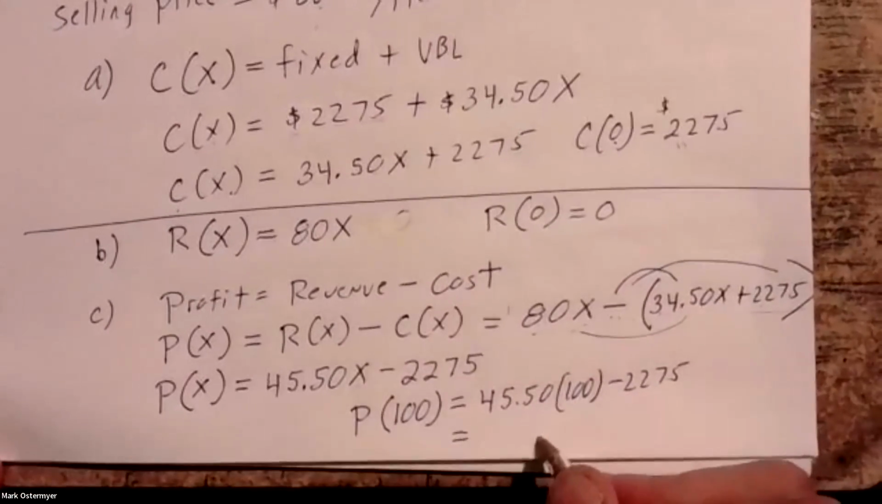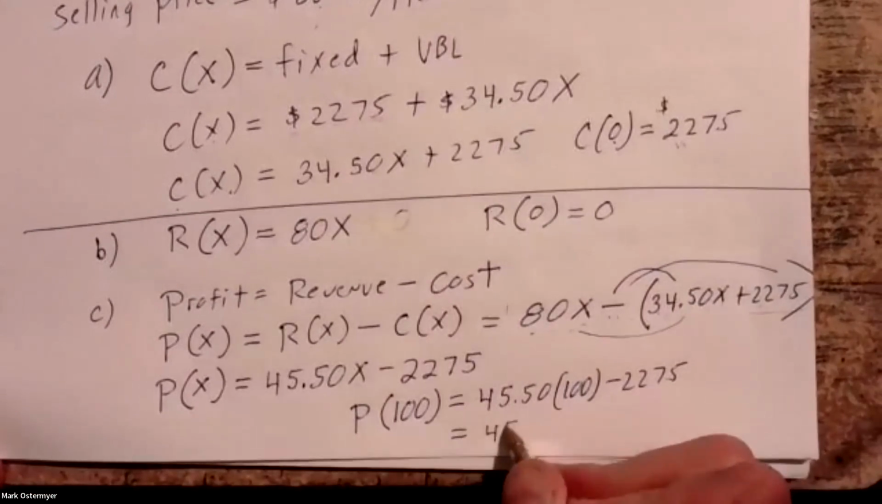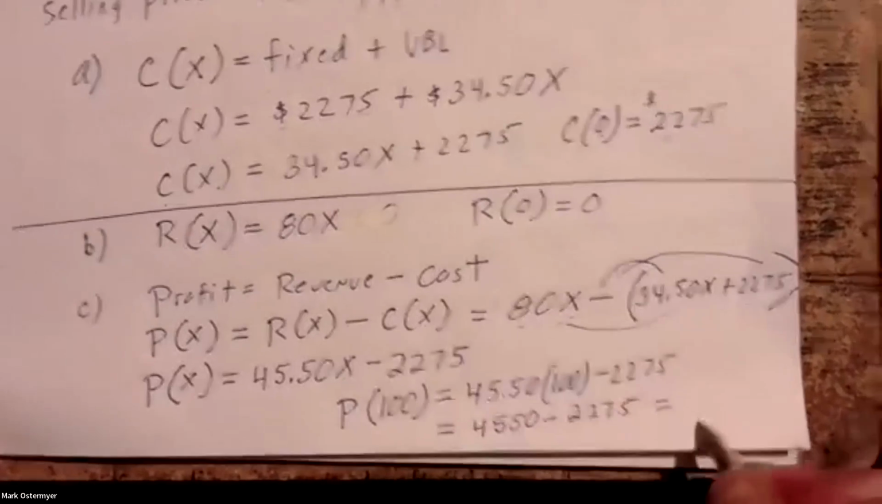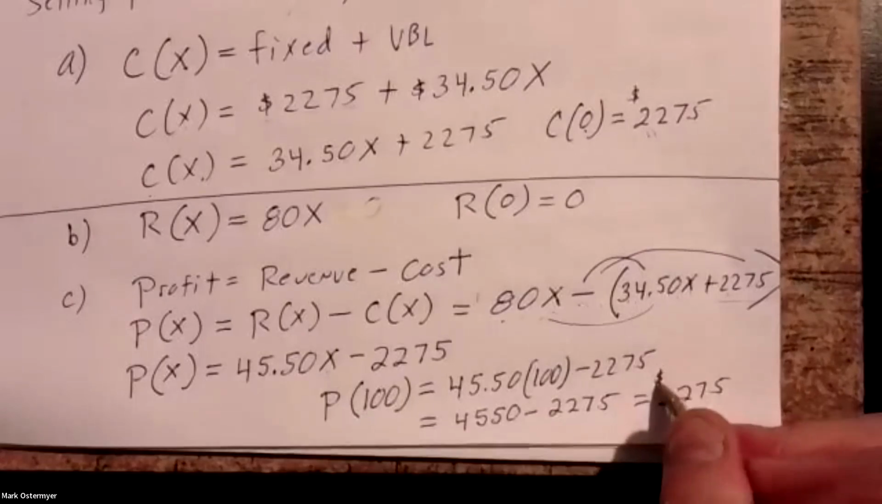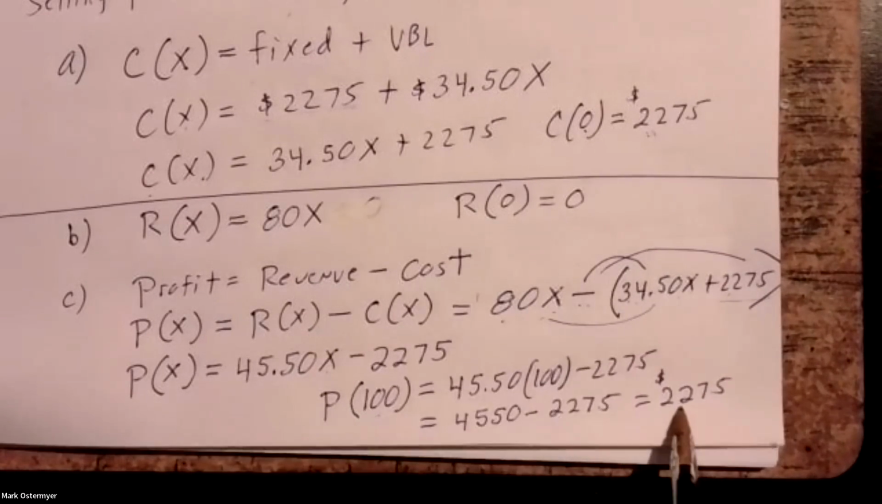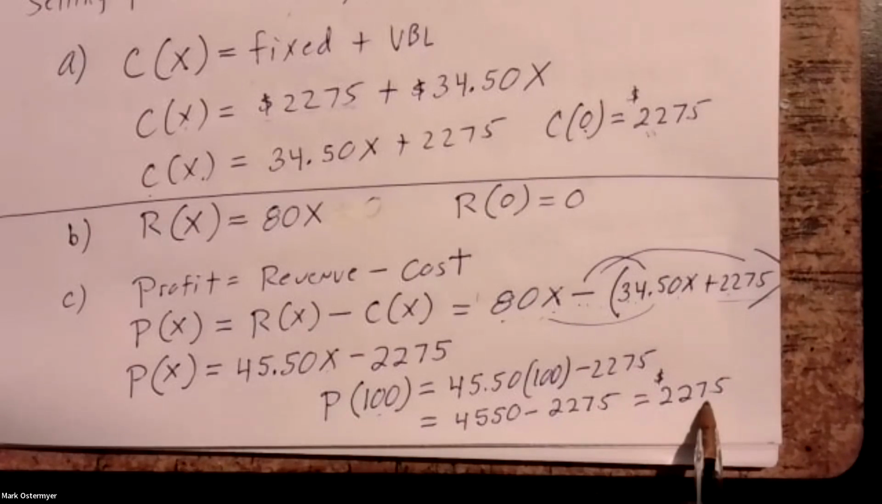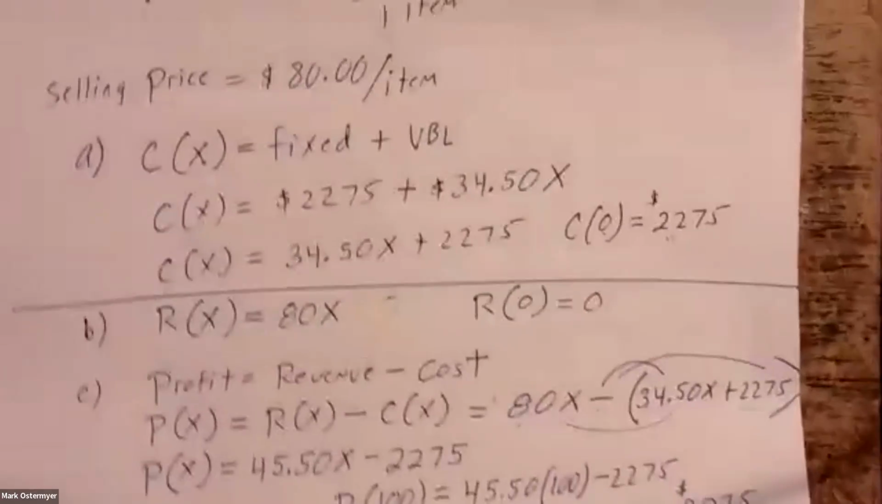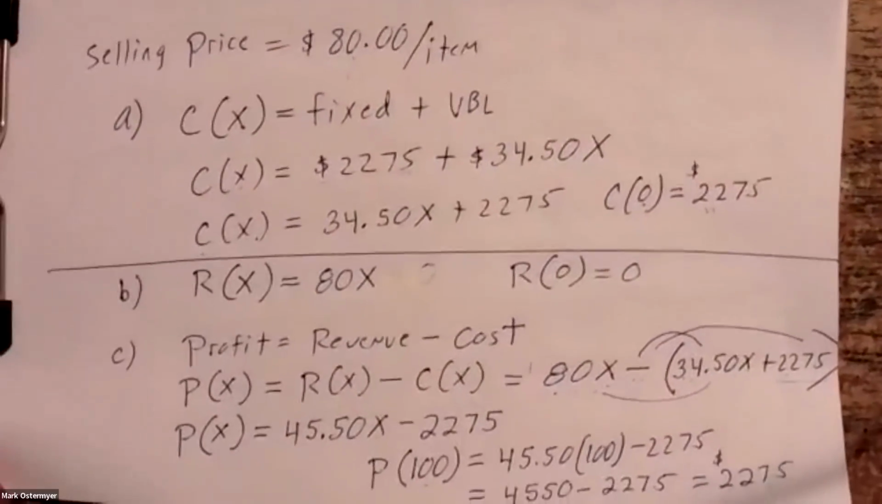So what profit will I realize? That's going to be 4550 minus 2275. And what does that give me for the profit? 2275. Okay. So do you agree, ladies and gentlemen, if I manufacture and sell 100 of my items, I've made a profit of 2275, enough to cover the what? The initial setup fee? The cost of my business to get it up and running? Do you agree? So these functions can be very instructive in the business world here.